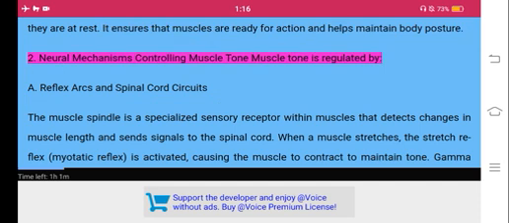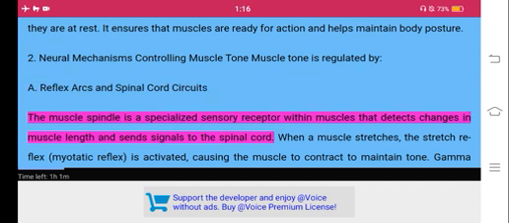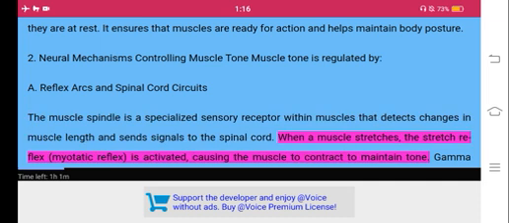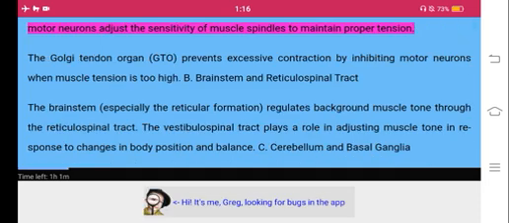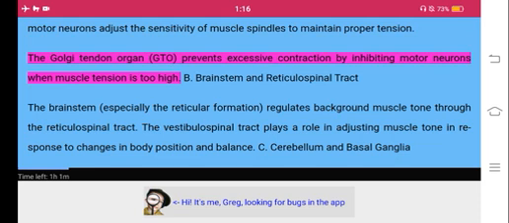2. Neural mechanisms controlling muscle tone. A. Muscle tone is regulated by reflex arcs and spinal cord circuits. The muscle spindle is a specialized sensory receptor within muscles that detects changes in muscle length and sends signals to the spinal cord. When a muscle stretches, the stretch reflex, myotatic reflex, is activated, causing the muscle to contract to maintain tone. Gamma motor neurons adjust the sensitivity of muscle spindles to maintain proper tension. The Golgi tendon organ, GTO, prevents excessive contraction by inhibiting motor neurons when muscle tension is too high.